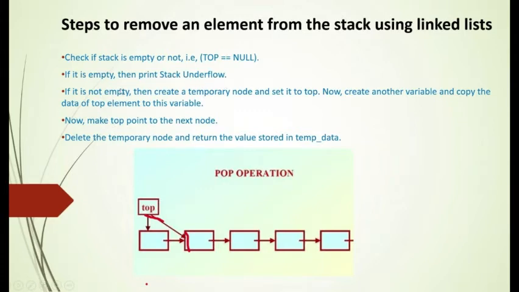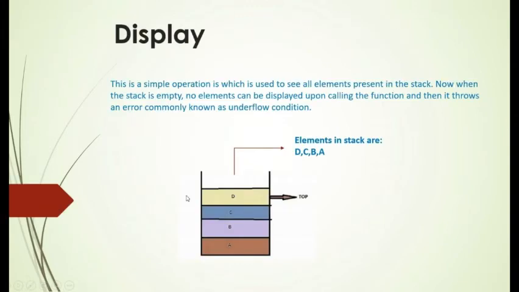Now, if it is not empty, we would create a temporary node and set it to top. Now we would create another variable and copy the top element to this variable. Now we make top point to the next one, meaning the top would point to the second element from the top. Now we would delete the temporary node and return the data.